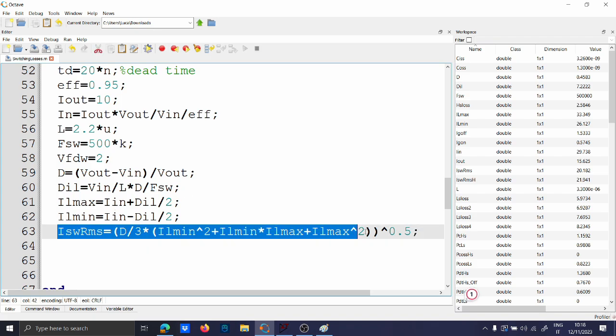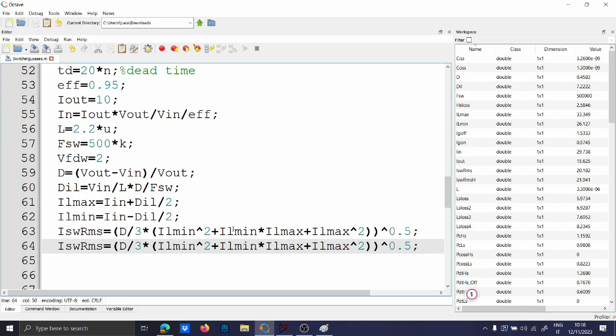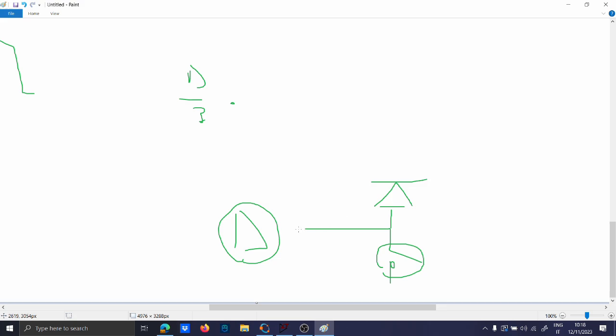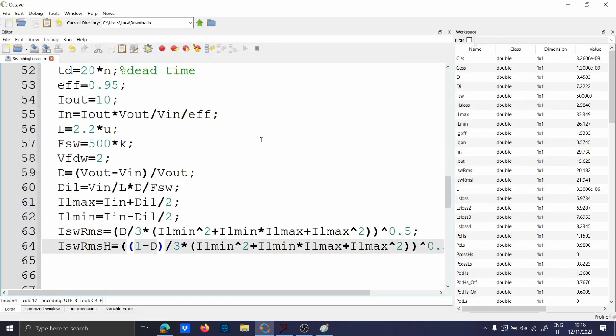The same is true for the other switch. Just take the other interval. So this is the low side, and the other is the high side. Instead of D, you have to take 1 minus D, because the duty cycle D commands the main switch, which is this. Remember that in the original boost converter, you use just a diode here, okay? So D operates this, the low side, and this is for the high side, 1 minus D.